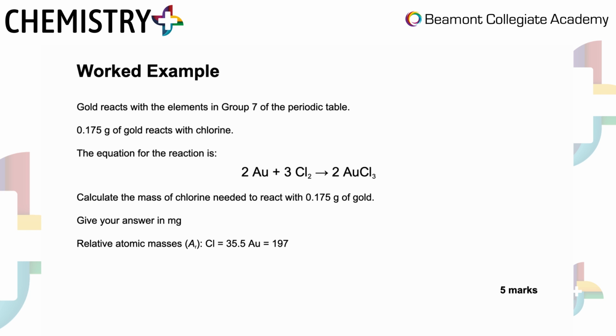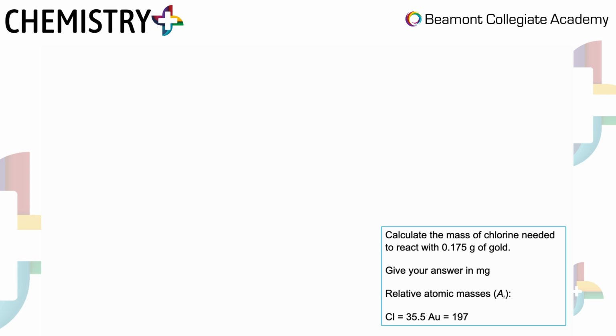Here's a worked example for you. It is important to note that we are calculating the mass of chlorine needed to react with 0.175 grams of gold, and we've got to give that answer in milligrams. Let's attempt this question. What steps would you take? Remember that this is for 5 marks. Always important for this question to keep referring back to the information provided.